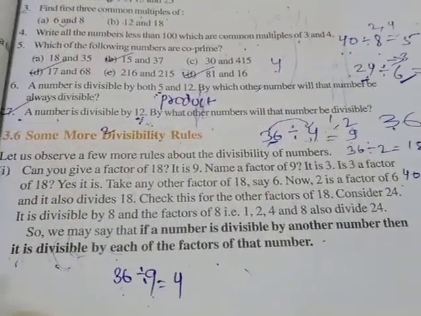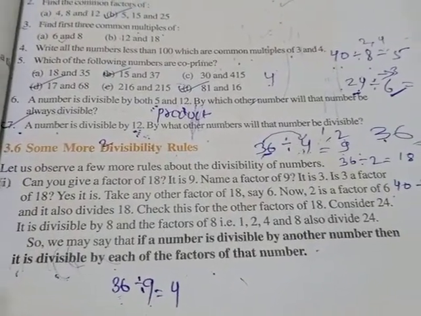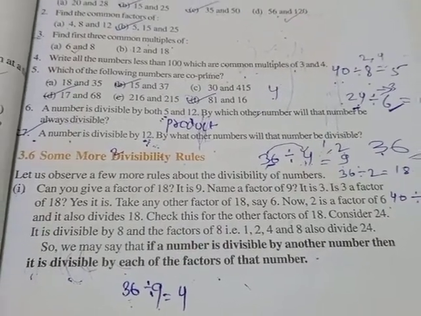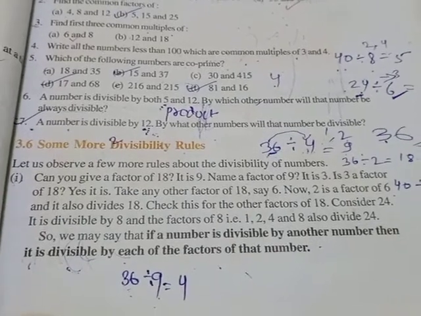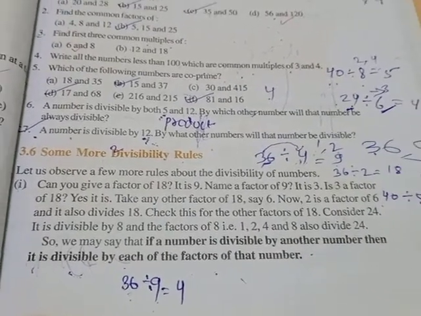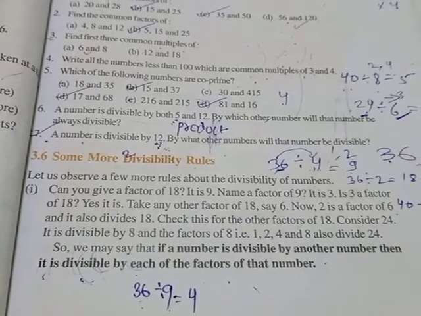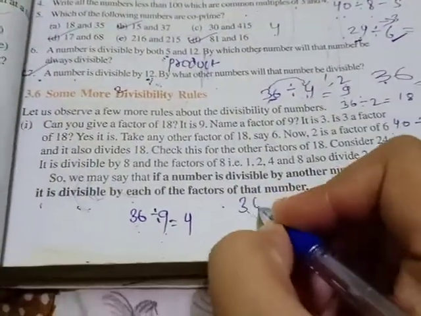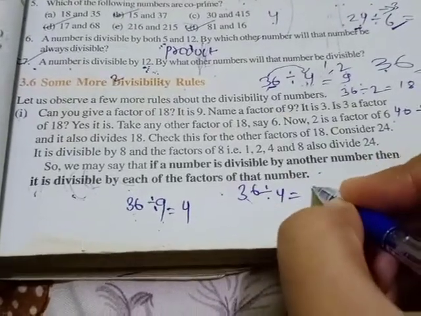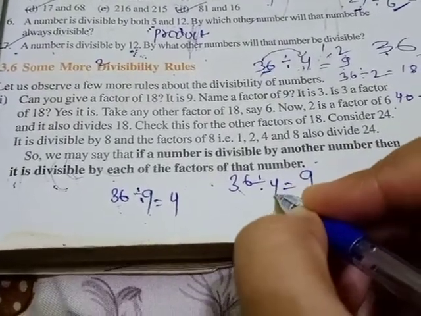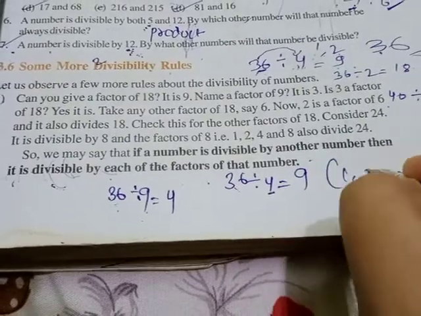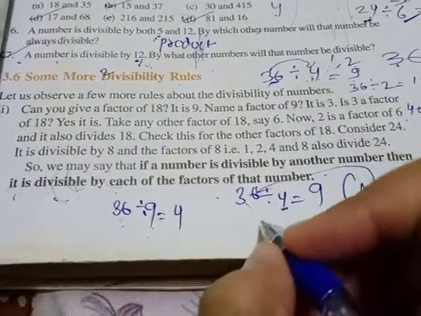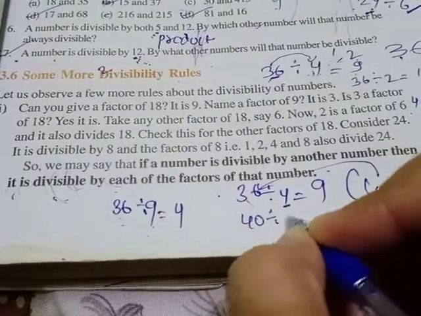Clear this point? So the point is, any number when completely divisible with another number will also be divisible with all of its factors. Whatever the factors of that particular number, the number will be divisible by them. I'll give you a few examples. First one, 36 divided with 4. It is divisible. Whatever the factors of 4, that is 1 and 2, 36 will also be divisible with 1 and 2.